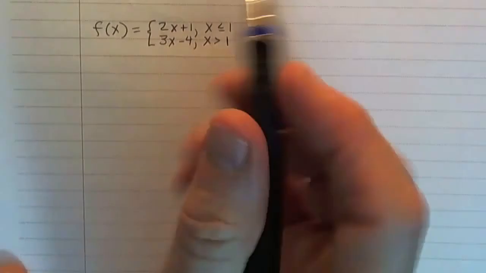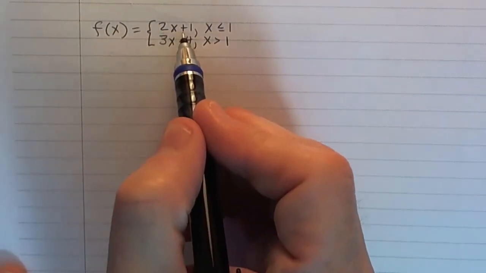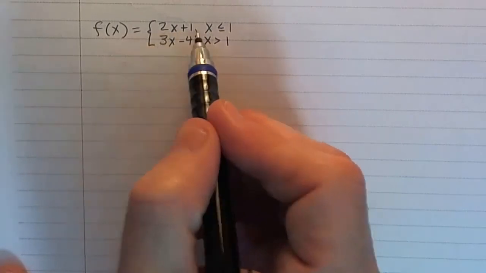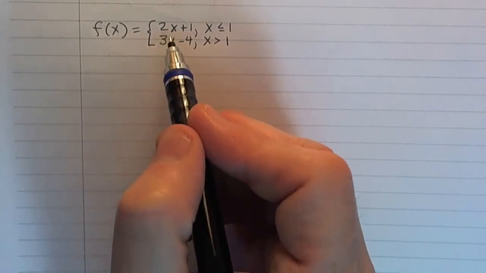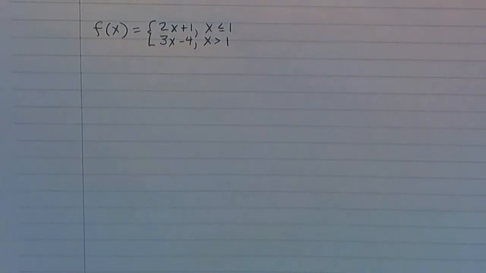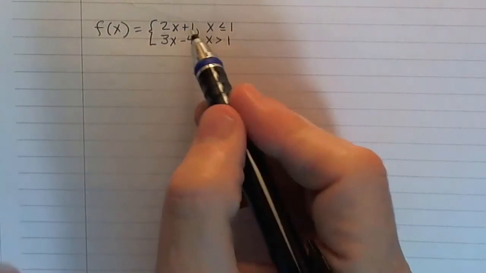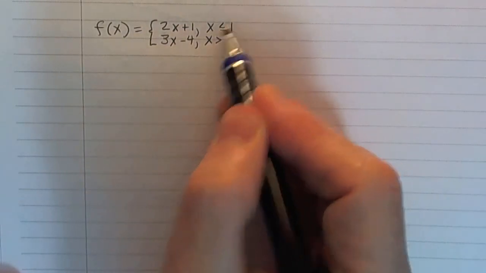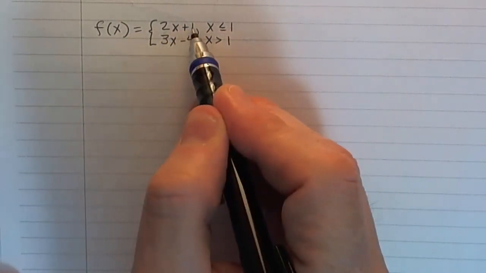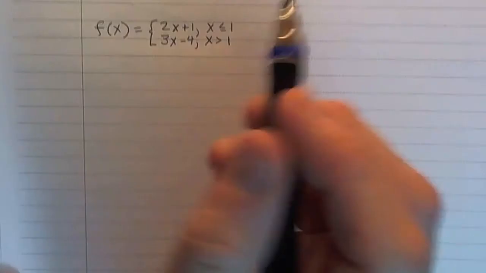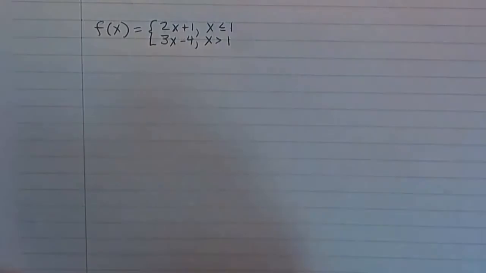Now, you realize that 2x plus 1 is continuous every place by itself. It's just a line. The 3x minus 4 is continuous every place. It's just a line. Where there might be a discontinuity is right here at 1, where we transition from 2x plus 1 to 3x minus 4. So I want to find out if there is indeed a discontinuity there.